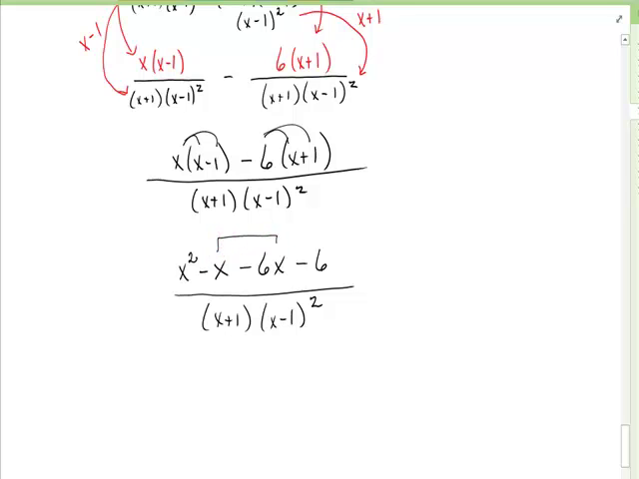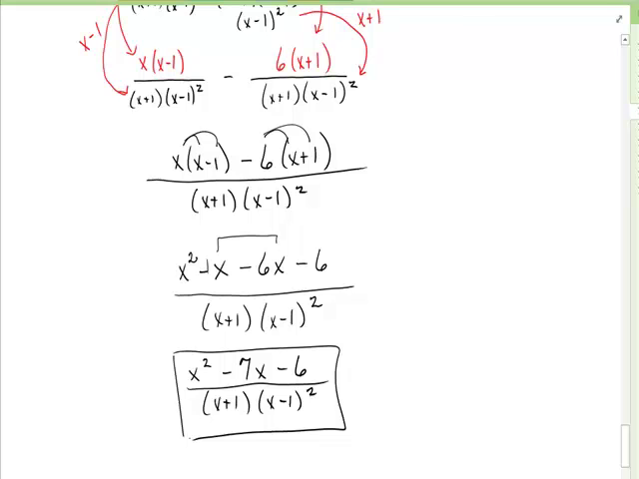Combine these like terms. I have x squared, that's minus 1, minus 6 gives me minus 7x, minus 6 over x plus 1, x minus 1 squared. You might spend a little time trying to factor this, but because of the signs, you're not going to be able to get factors of 6 that have a difference of 7. So you can't do anything to factor it, you can't do anything to reduce it.